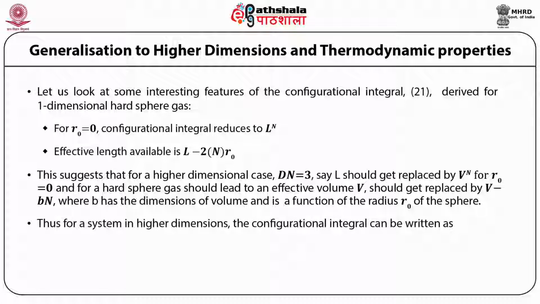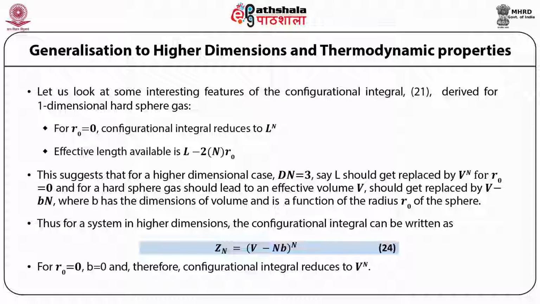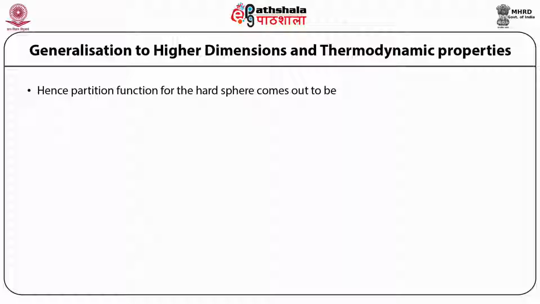Thus, for a system of higher dimensions, the configurational integral can be written as Z_n equal to (V minus Nb) raised to power n. For R naught equal to 0, b is equal to 0, and therefore the configurational integral reduces to V raised to power n. Hence, the partition function for the hard sphere comes out to be Q_n(V, T) equal to (V minus Nb) raised to power n divided by n factorial lambda raised to power n.